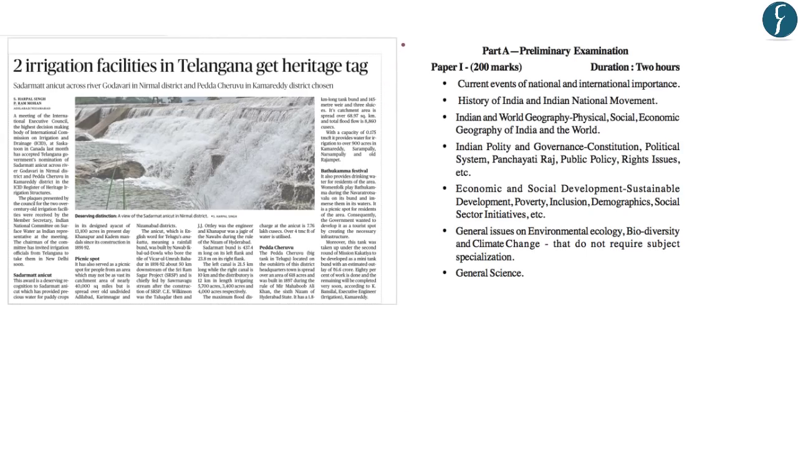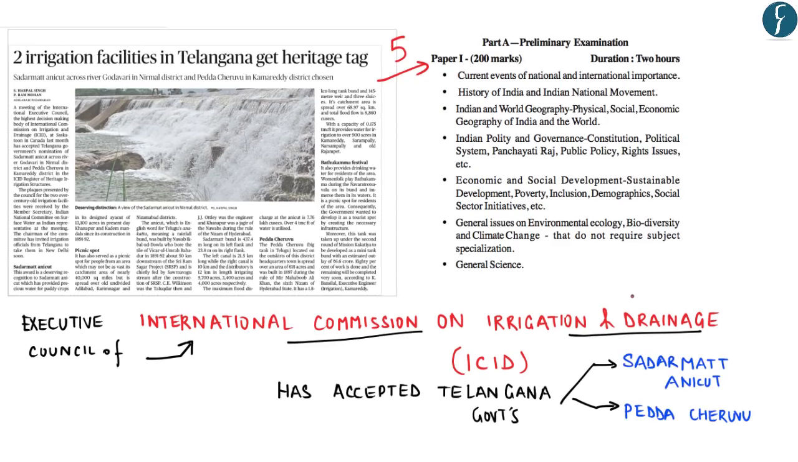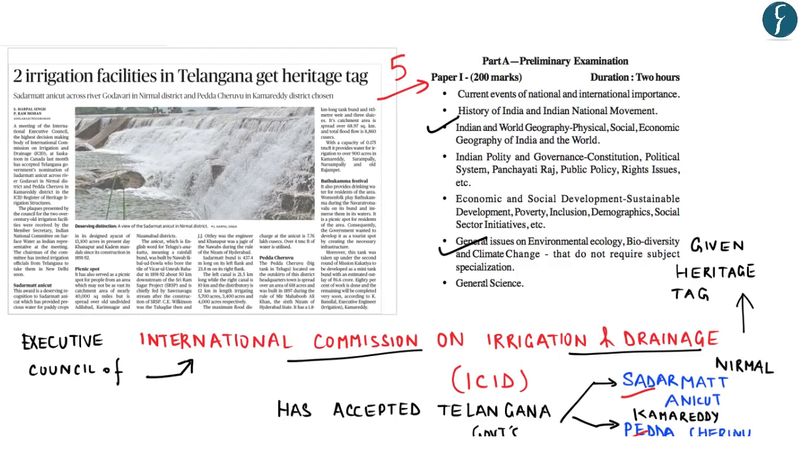The next news appears on page number 5. The news reads, 2 irrigation facilities in Telangana get heritage tag. Now in this news, in a meeting of the International Executive Council, which is the highest decision-making body of the International Commission on Irrigation and Drainage, it has accepted Telangana government's nomination of Sadarmat Anikat as well as Pedda Cheruvu. Sadarmat Anikat is in Nirmal district, and Pedda Cheruvu is in Kamareddy district, and both have been given the heritage tag by this ICID, that is International Commission on Irrigation and Drainage. Now this particular news forms a part of Indian geography as well as environmental ecology, biodiversity and climate change.